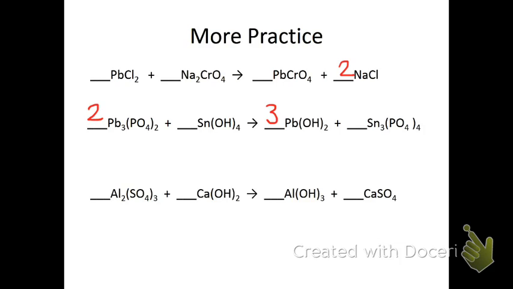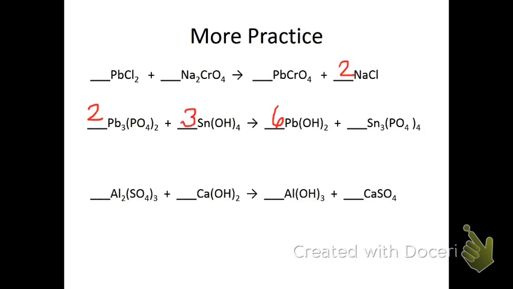Okay, but then what did that do to my lead? It unbalanced it. Which is why we want to use a pencil. Would you put a 6? Yes, I would put a 6. What about my 10? It needs to have a 3.